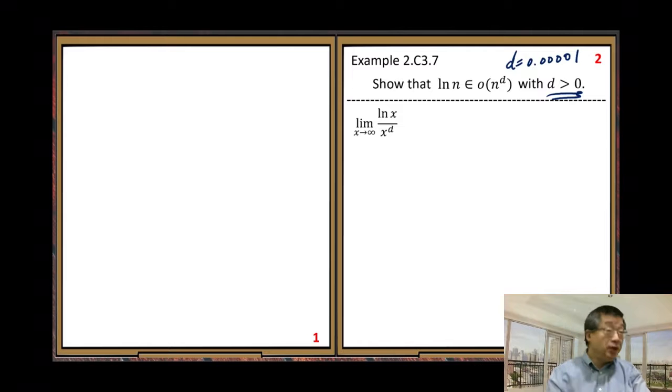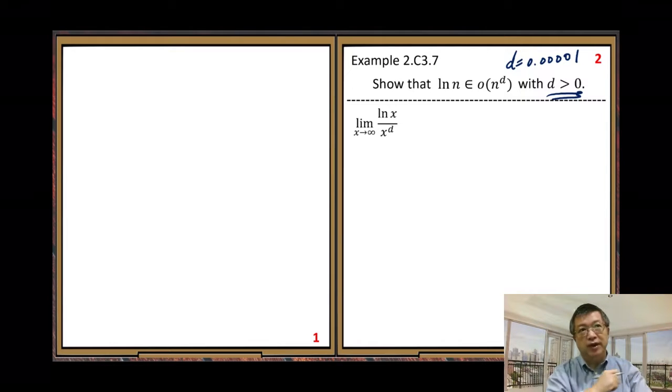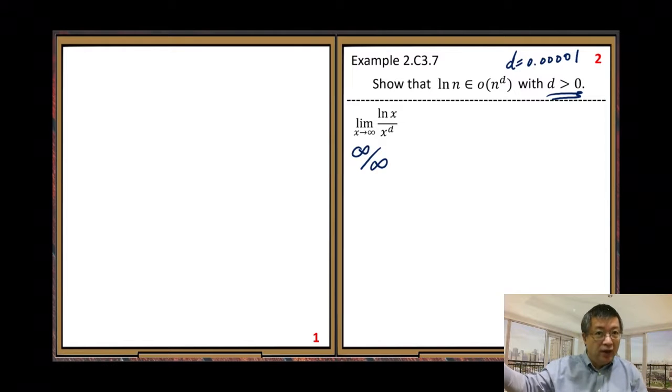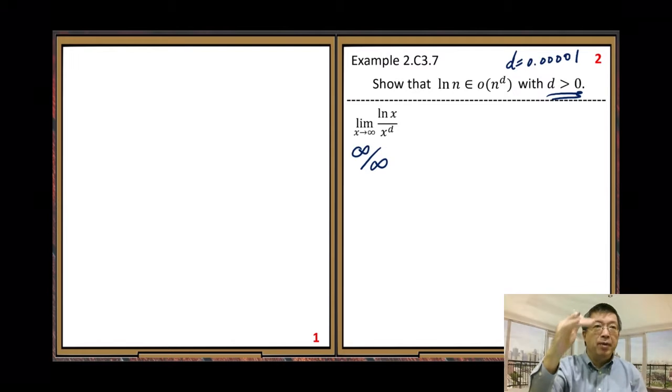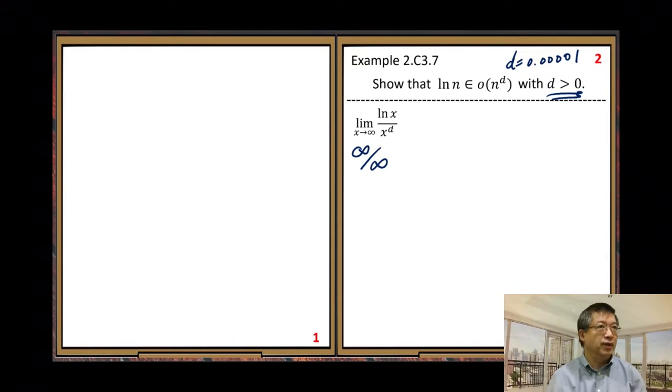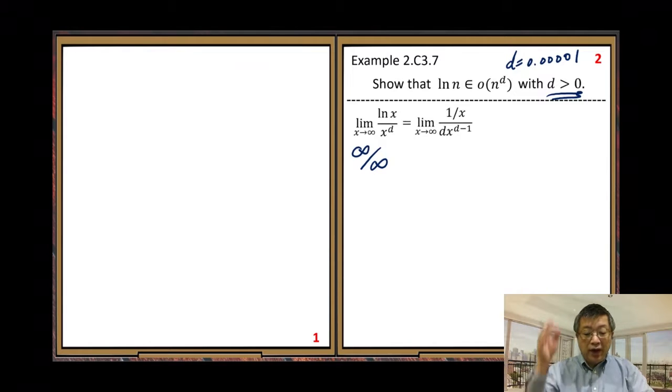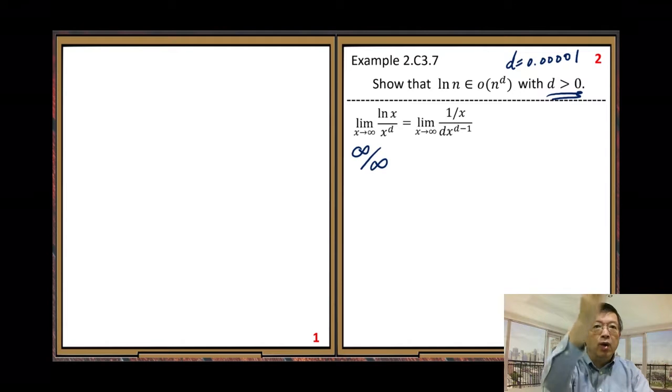All right, so now L'Hopital's rule. Let's take the derivative of the numerator and denominator. Oh, before we apply L'Hopital's rule, let's check if it satisfies the condition. What's that condition? Indeterminate form, infinity over infinity. No problem. When x goes to infinity, the numerator goes to infinity, and the denominator also goes to infinity. Now let us apply L'Hopital's rule. The derivative of the numerator is 1 over x.